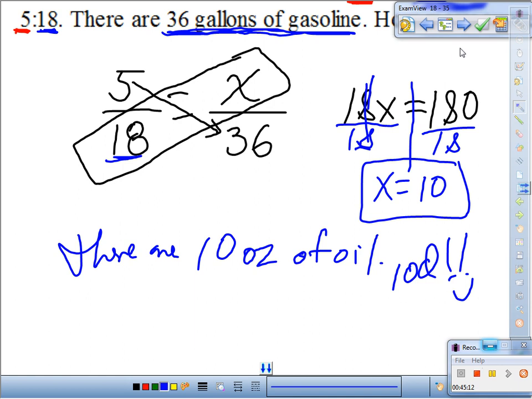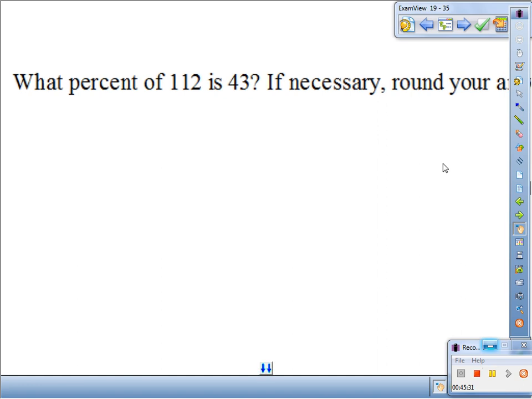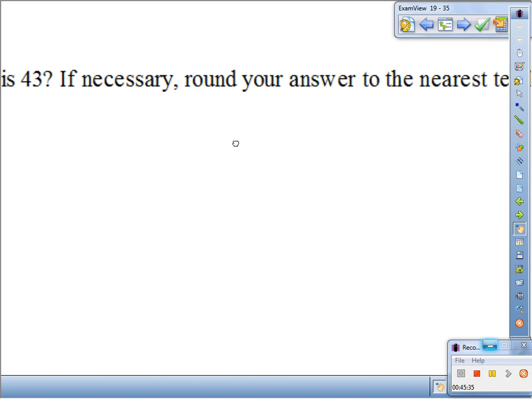Go to number 19. Number 19. Is my speed okay? Am I going okay with the rhythm? Yes? Let's go to 19. What percent of 112 is 43? If necessary, round to the nearest tenth.